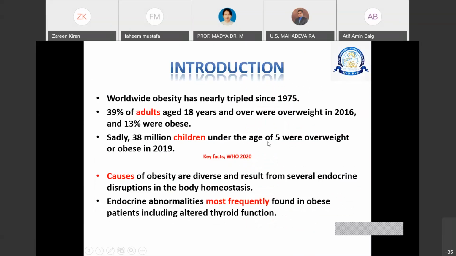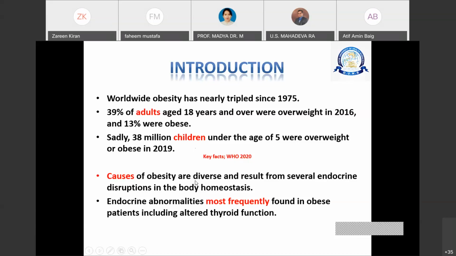We all know obesity is a rising pandemic all over the world now, and it has nearly tripled. This is the WHO report as of 2016, where they say that 39% of adults aged 18 years and above are overweight, and at least 13% were obese. But I'm sure over the last four years the percentages might have rocketed further. Sadly, children even under the age of 5 are obese, and childhood obesity is now becoming a separate problem for all healthcare providers.